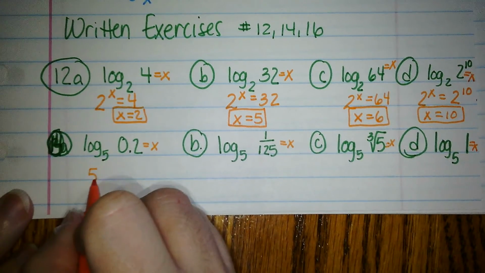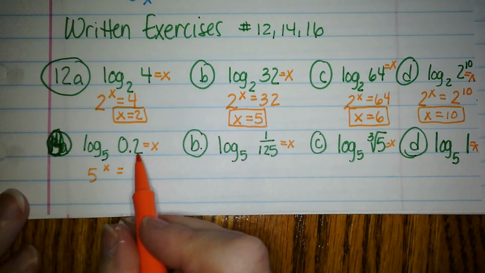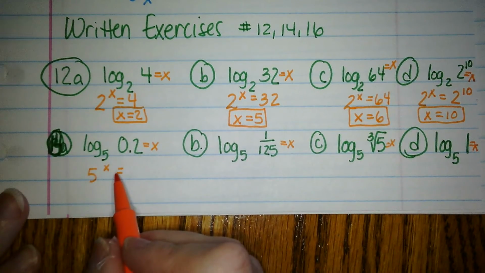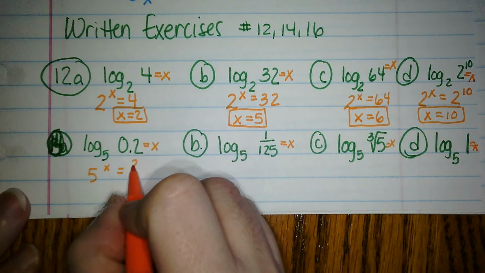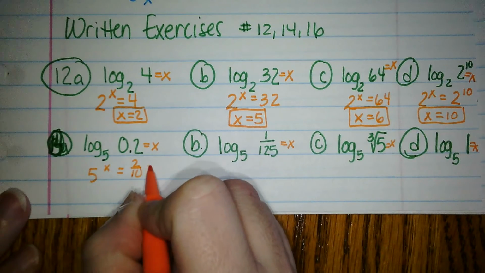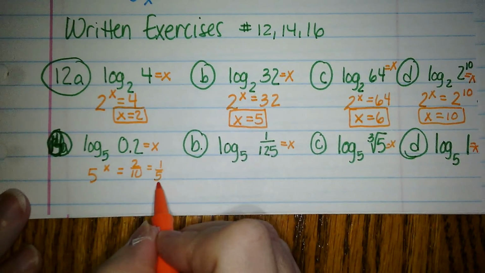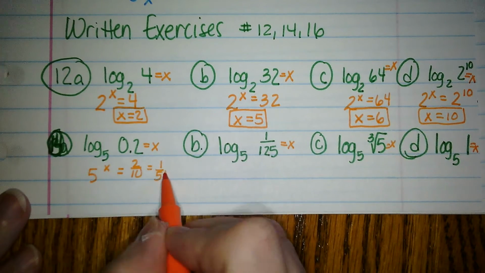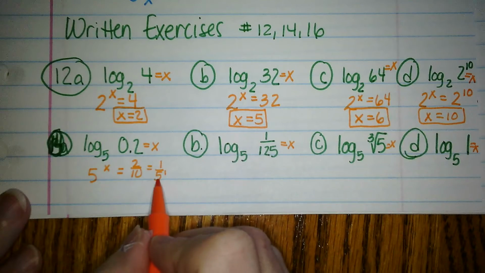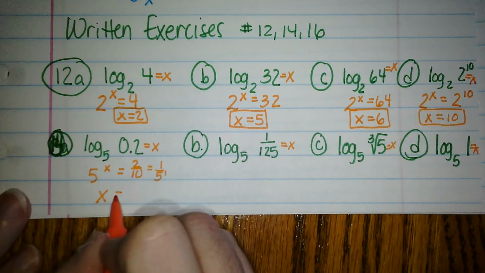So we're looking to put these into exponent form. This is 5 to the x power equals 0.2. 0.2 written as a fraction is 2/10. And 2/10 reduces to 1/5. And 1/5 is 1/5 to the first. So to bring this up into the numerator, it's got to be a -1.